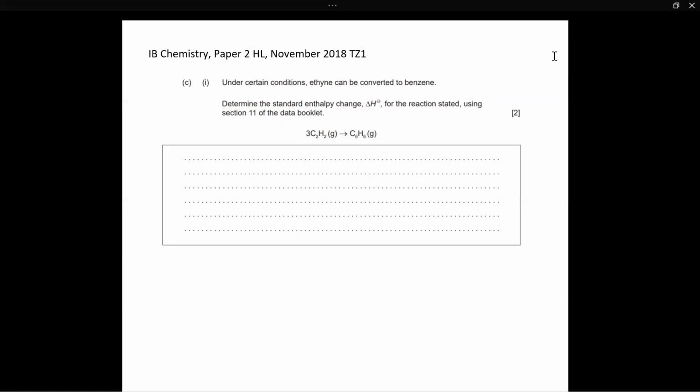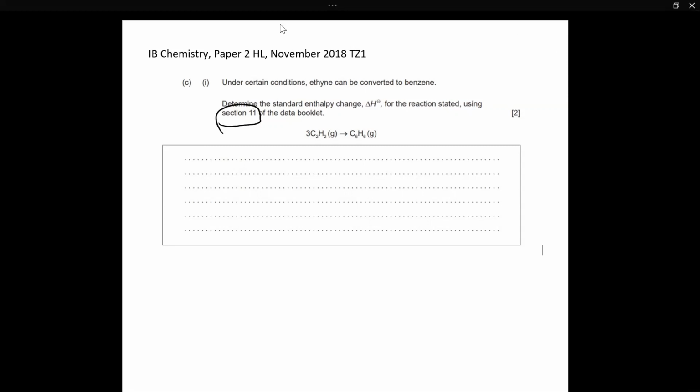So this question is asking us, under certain conditions, ethine can be converted to benzene. Determine the standard enthalpy change for this reaction using section 11 of the data booklet. Now, there are many different methods to calculate enthalpy change. In this specific question, they're asking us to use the method which is in section 11.